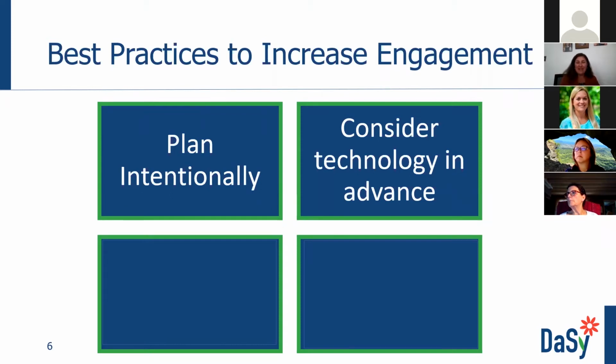So you also want to send out information via email, text message, whatever is the best way to communicate with your participants about the meeting before the meeting actually happens. So they know the meeting platform, they understand the expectations, and also be very clear about your camera expectations.